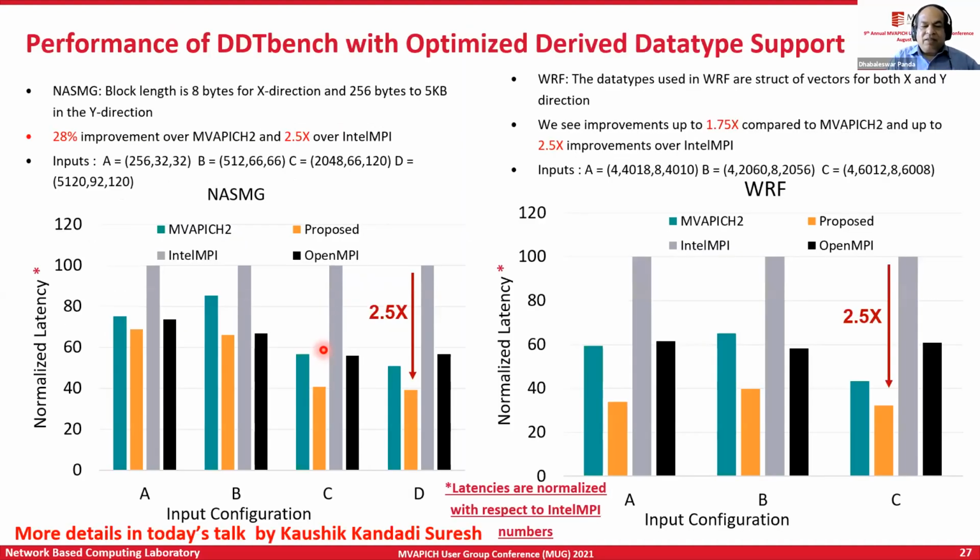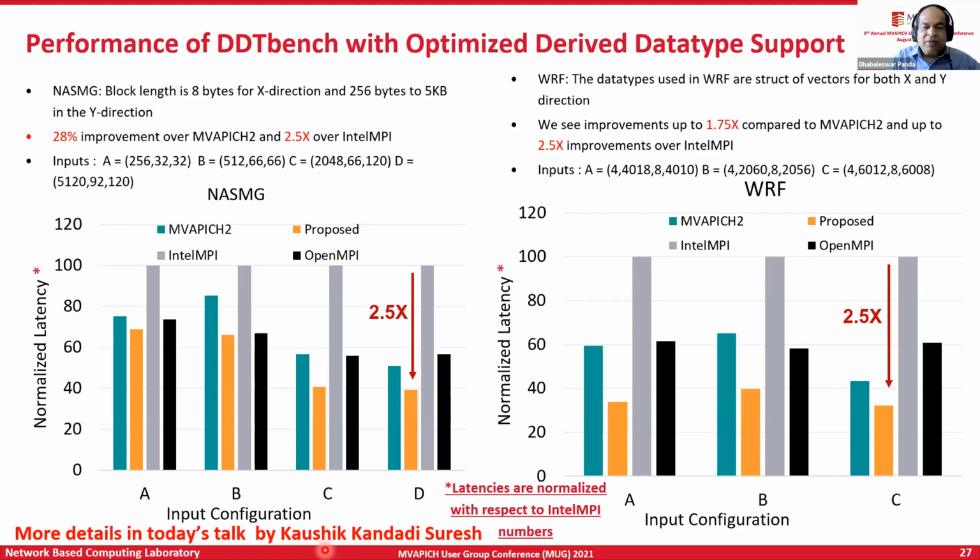Here are some of the results from the optimized derived data type. Internally, we have worked on a lot of mechanisms to make sure that, for different kinds of data types, the appropriate mechanism is used. With that, if you see here, we have the NAS MG and this is WRF. Compared to the basic MVAPICH2, we can give you a 1.75x improvement compared to Intel MPI. We can give you 2.5x, and similarly for NAS MG. Later today, there will again be a short presentation where Kaushik will go into more details.